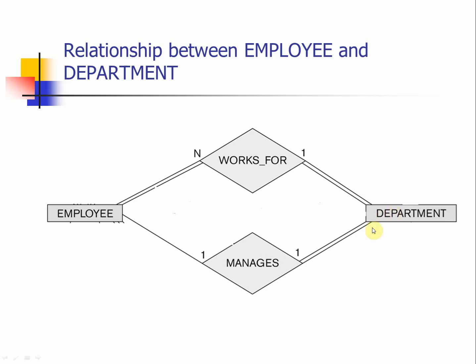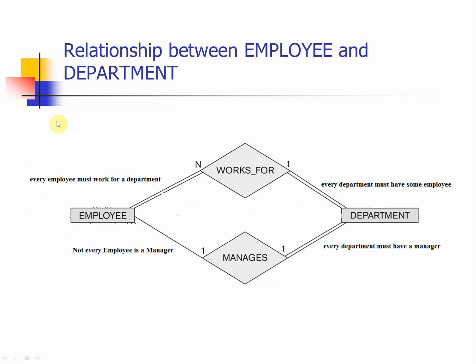On the other side, a department must have a manager. That's what this relationship tries to say. And therefore, you have to have someone that manages the department, so we put a double line over here. And that is what I have described by showing you a picture indicating what we try to represent with the single line and double line.